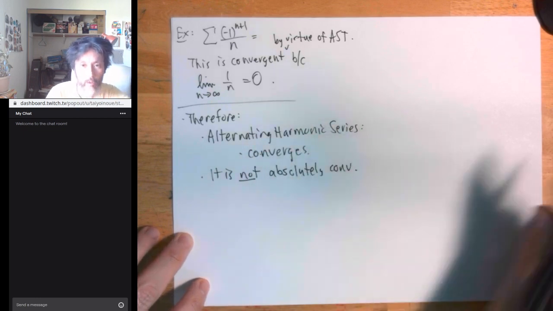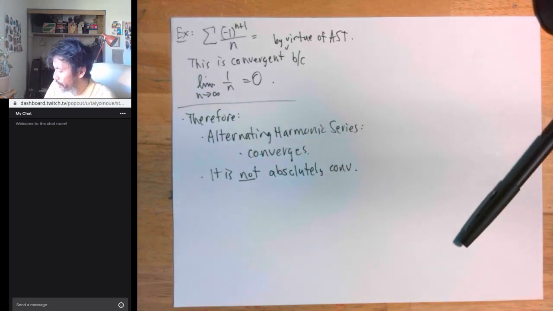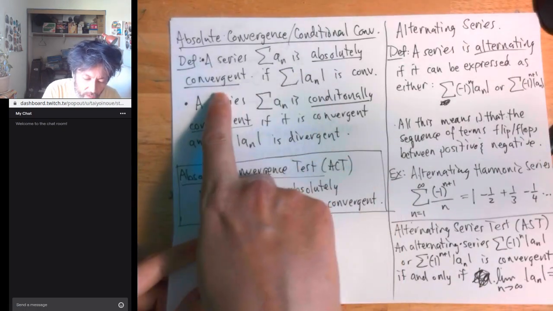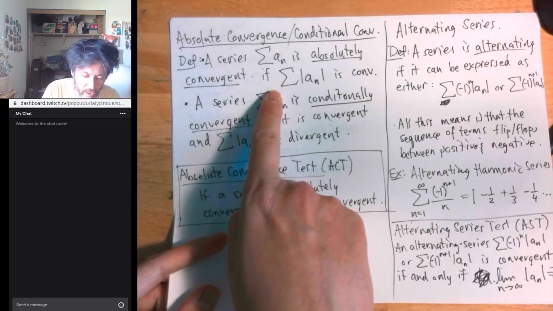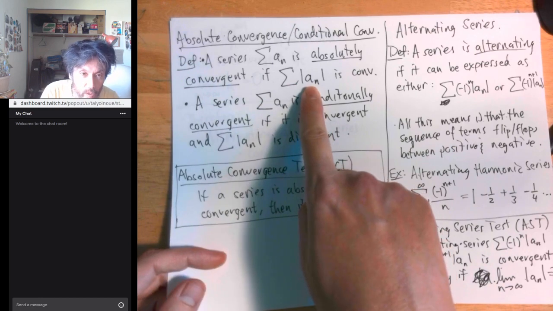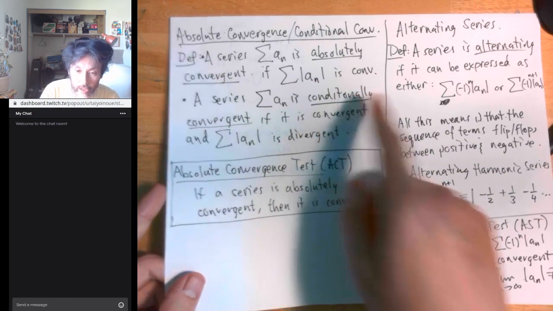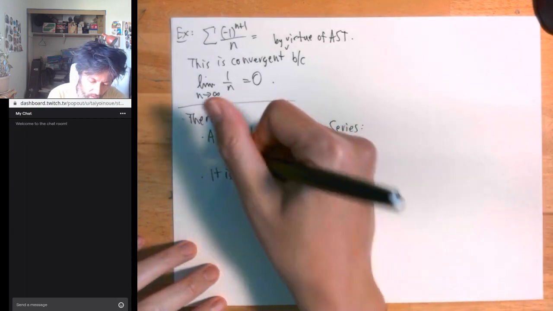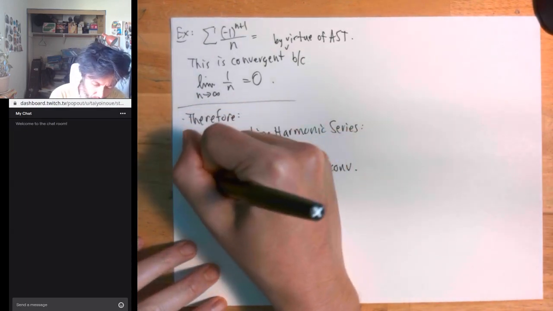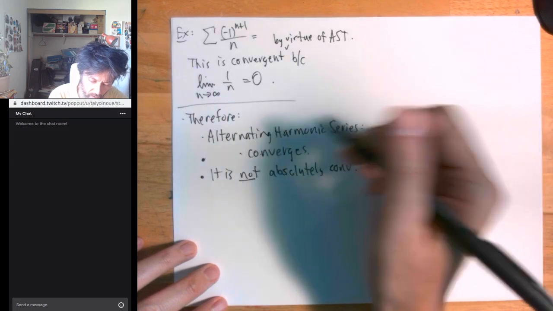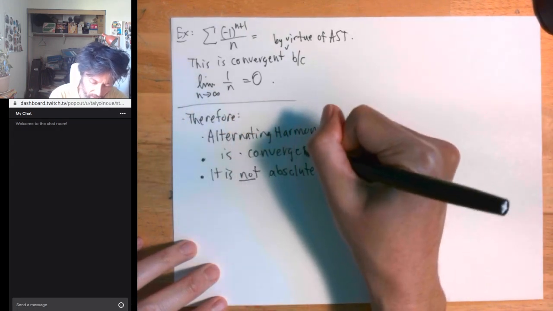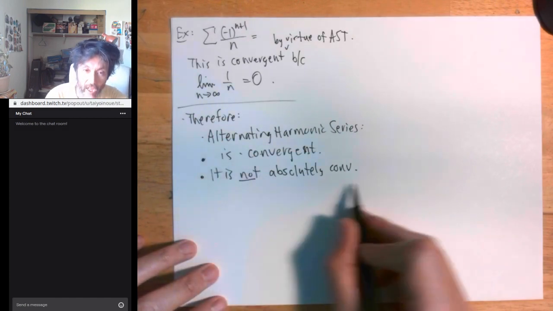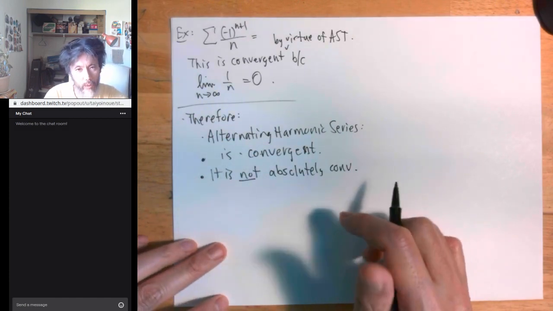I know these are new words, so let's go back and remind ourselves what these words mean. Absolutely convergent means that the sum of the absolute value of the sequence of terms is convergent. I don't know why I wrote these points over here. There, I covered up my mistakes. It's convergent, but it is not absolutely convergent. Why is it not absolutely convergent?